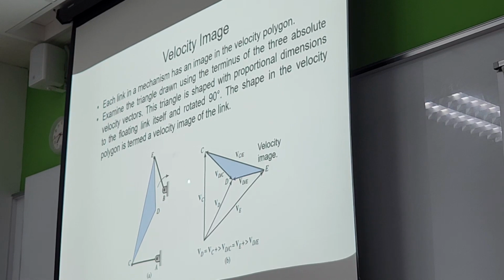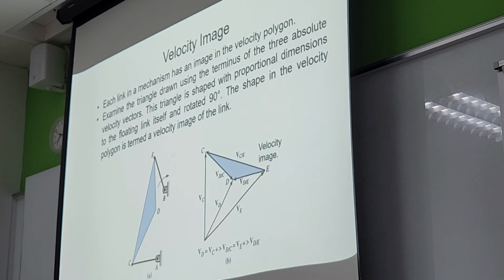So each link in a mechanism has an image in the velocity polygon. So this is your velocity polygon, and this is your link. So the link has an image here. So using the velocity imaging technique, it is possible to find out velocities on any point on the links. Okay, so in this case, the velocity of D is shown here.